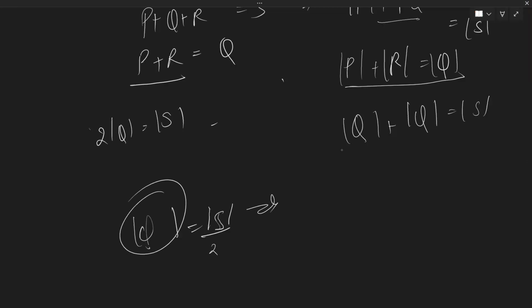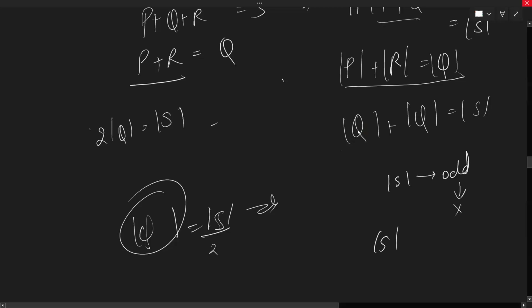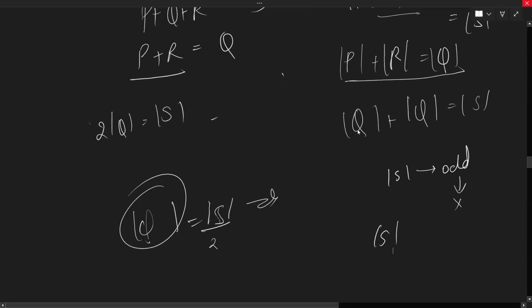Now, if the length of S is odd, we already know the solution doesn't exist. If S is even, how do we find this? So let's look at this. If S is even, we already know that Q is exactly S by 2.